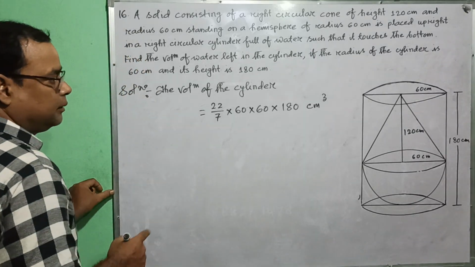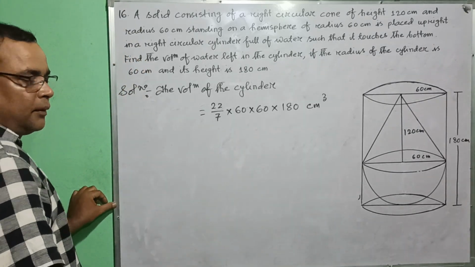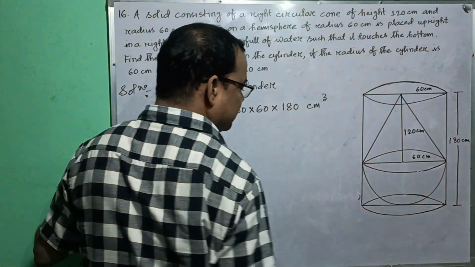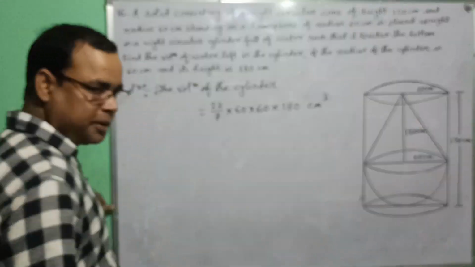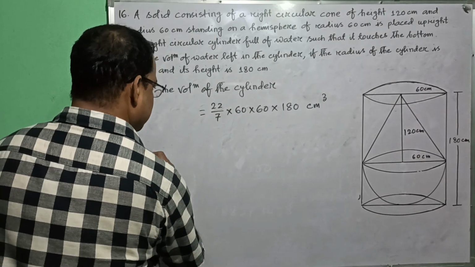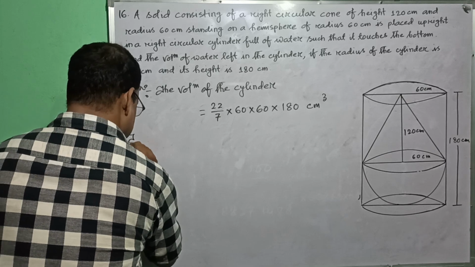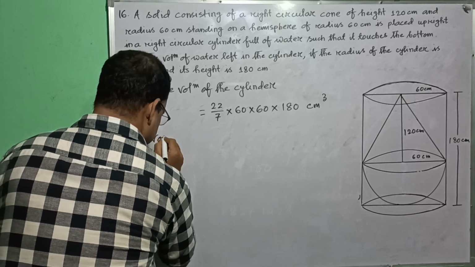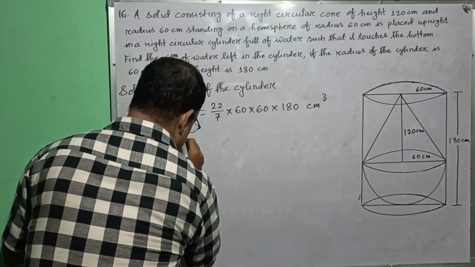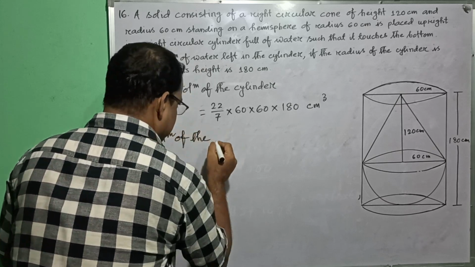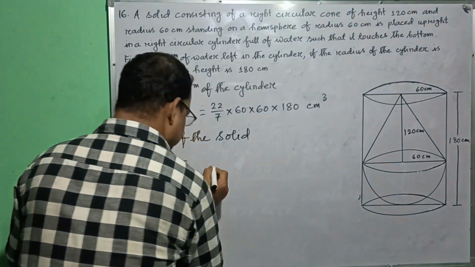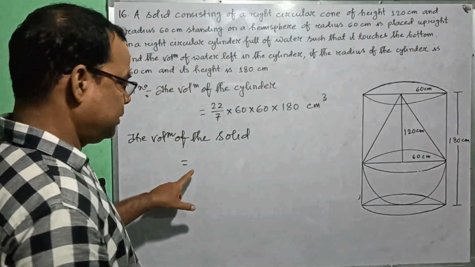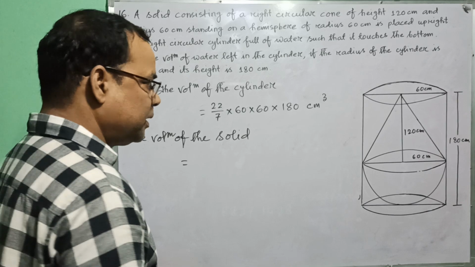Now we'll find the volume of the solid which is inside the cylinder. So here also two parts, conical part and the hemispherical part. So we'll find it now. The volume of the solid, we'll write volume of the solid equal. So let us write the conical part first.